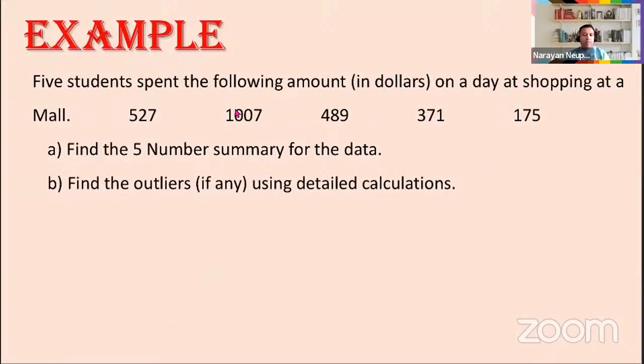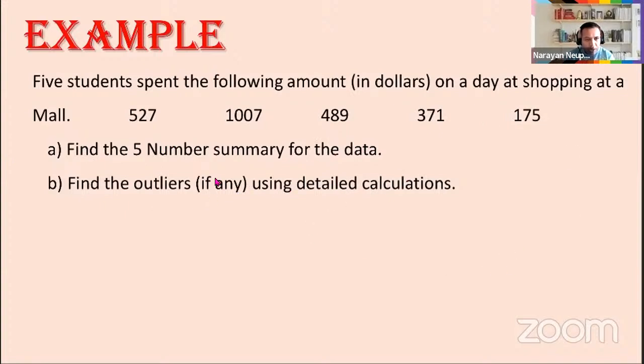Next question. 5 students spend the following amount in dollars on a day shopping at a mall. So these are the values given. We have to find the 5 numbers summary, and then we have to find the outliers, if any.